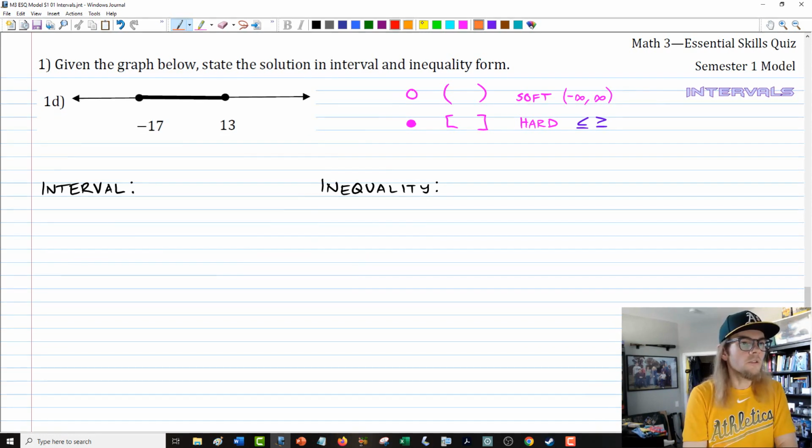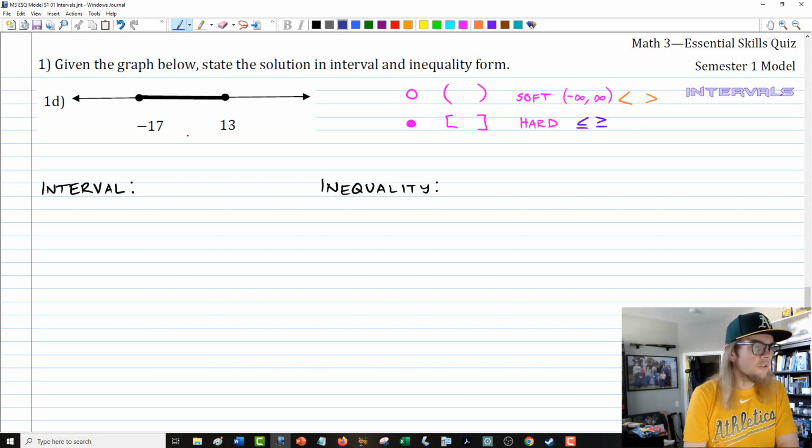Finally, we're going to close on 1D. I'm just going to add in here as a little reminder the fact that the soft brackets correspond to the greater than or less than. As far as our notation though, once again, just like in 1C, we're provided the two numbers. We're in between negative 17 and 13, so we don't have to worry about going down to negative infinity or up to positive infinity. We're just in between two numbers.